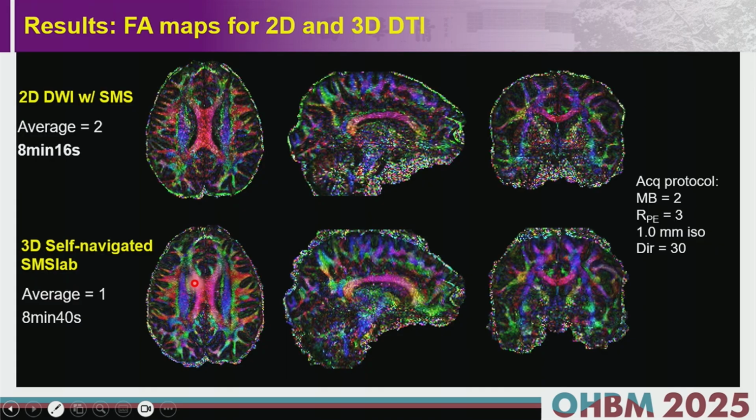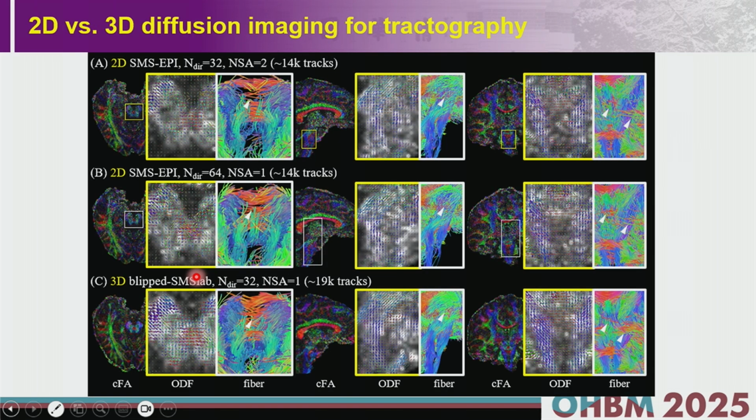And here's a comparison of FA maps between 2D and 3D. Again, 3D shows higher SNR. For fiber tracking, 3D also shows better fiber connectivity, like as shown here. They are barely connected in those 2D samples.